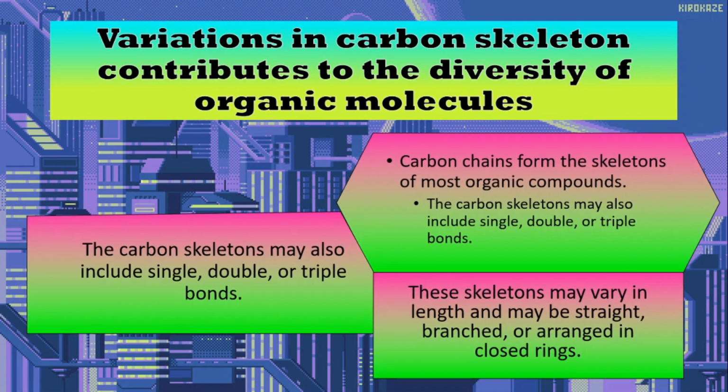Variations in carbon skeleton contribute to the diversity of organic molecules. Carbon chains form skeletons of most organic compounds. This carbon skeleton may include single, double, or triple bonds. This skeleton may vary in length and may be straight, branched, or arranged in closed rings.